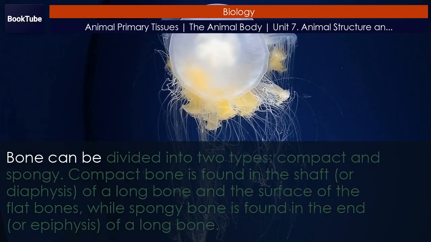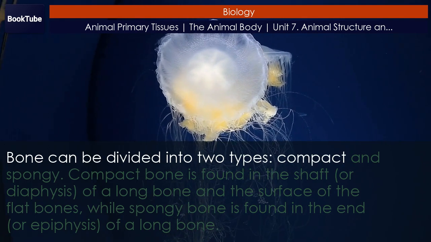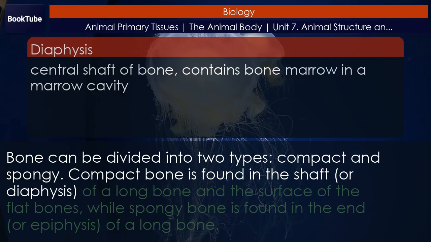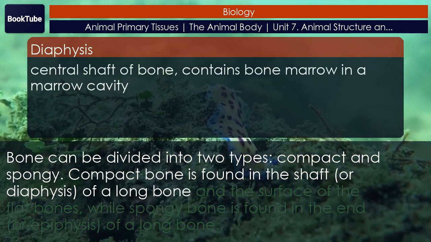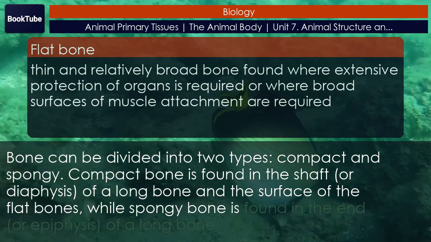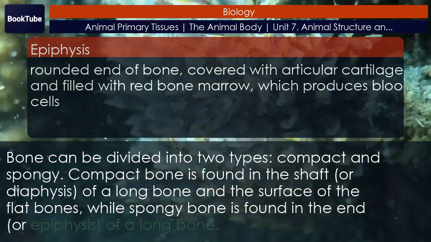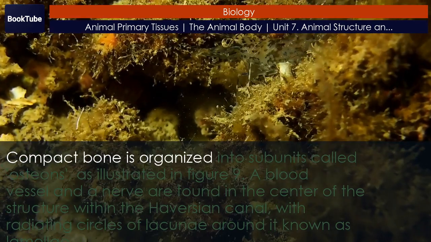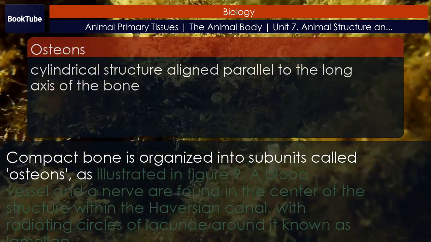Bone can be divided into two types: compact and spongy. Compact bone is found in the shaft, or diaphysis, of a long bone and the surface of the flat bones, while spongy bone is found in the end, or epiphysis, of a long bone. Compact bone is organized into subunits called osteons.